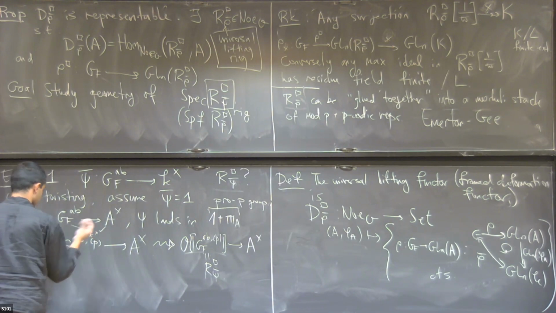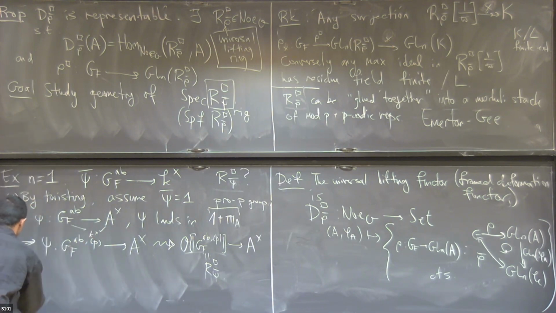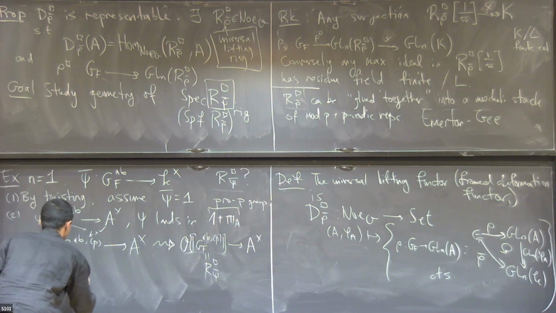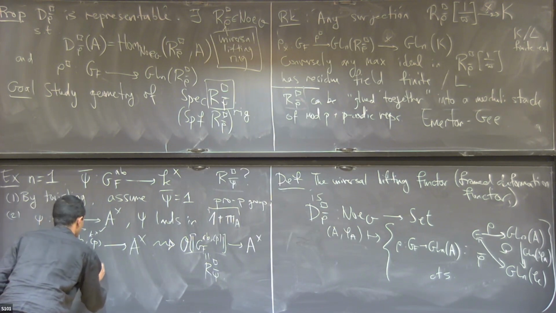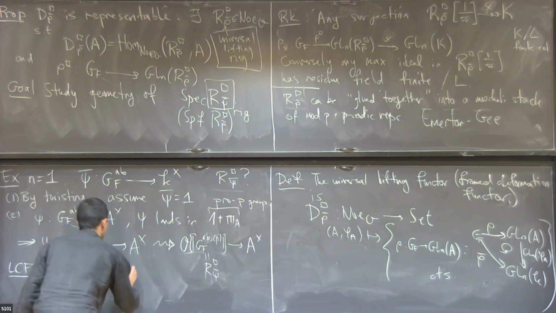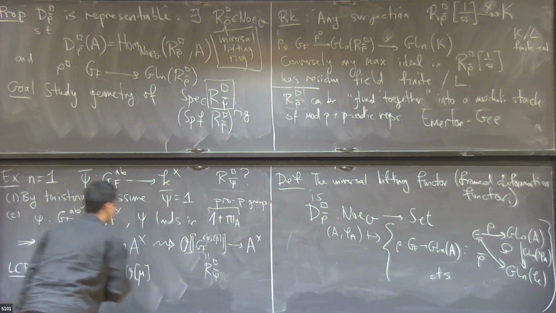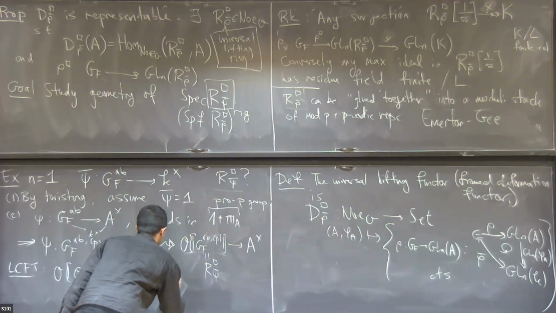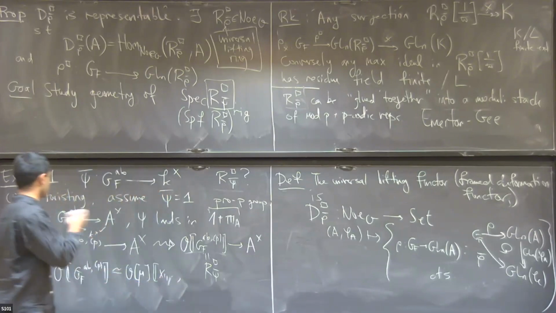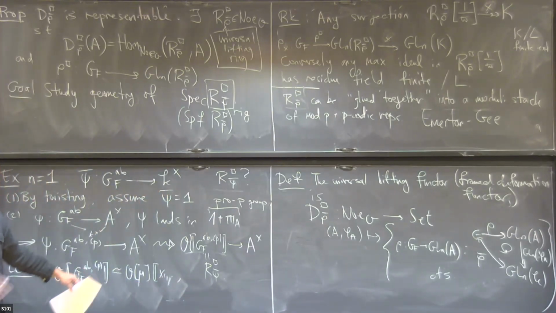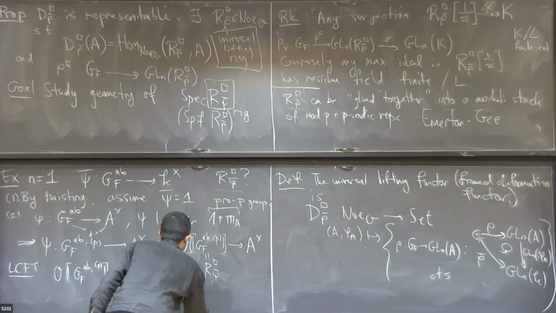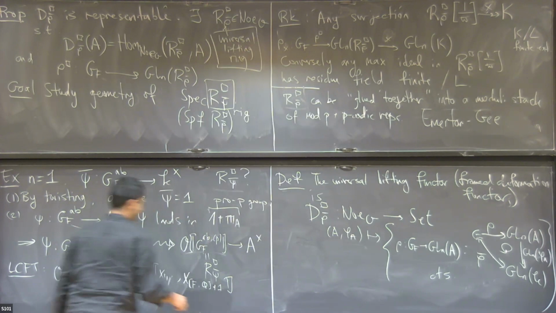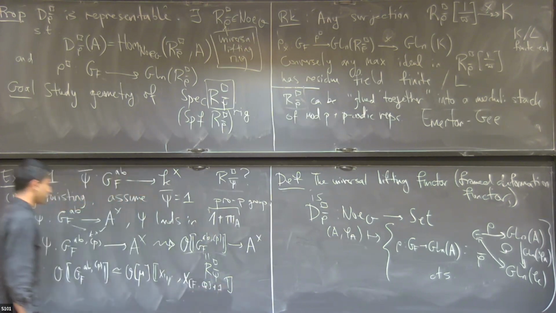So by local class field theory, this deformation ring is just isomorphic to, well, first you can take just the usual group ring over something I'll call mu, which I'll explain in a second. And then you get a bunch of power series variables corresponding to the copies of Z_p in this group once you use class field theory. And the number of variables is the degree of F over Q_p plus 1.